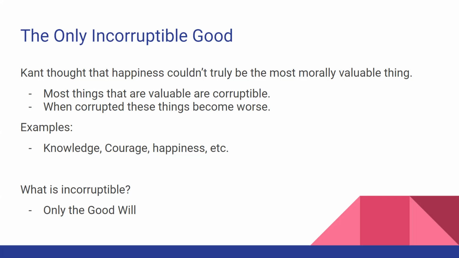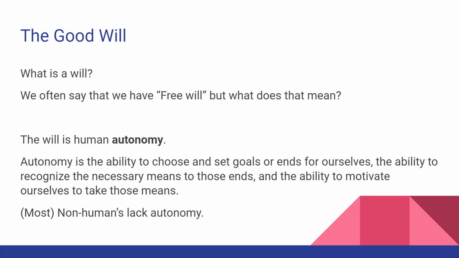Well, according to Kant, the only thing that is ultimately incorruptible, the thing that is worthy of valuing and pursuing at all times, is the having of a good will. You need to have a good will. What in the world is a good will? Well, what first is a will? And then we can think about what a good one is.